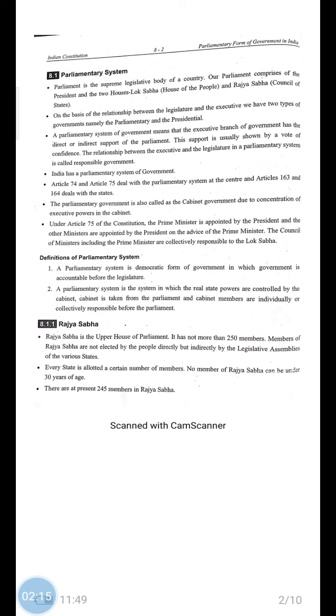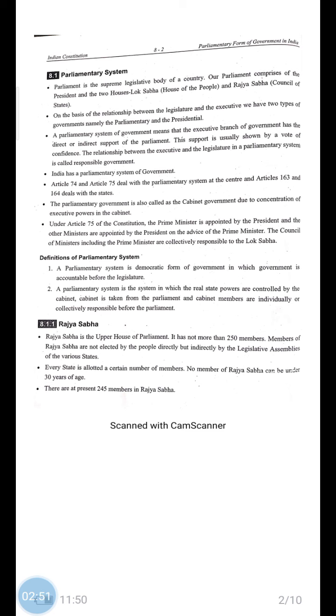A parliamentary system of government means the executive branch has direct or indirect support from the parliament. The support is usually shown by a vote of confidence. The relationship between the executive and the legislature in the parliamentary system is called responsible government. India has a parliamentary system of government. Articles 74 and 75 deal with the parliamentary system at the center, and Articles 163 and 164 deal with the states.